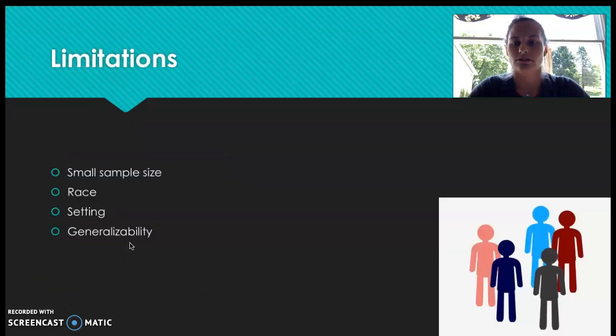So, limitations. Some of the limitations that we saw throughout this research study was a small sample size. Like I said before, there were only 11 women that participated in the study. Race was another limitation. As we can see, the majority of the race was only white, with a small minority of Black people. Setting: the setting was in a cancer center in a large southeastern medical institution. So as we can see, the generalizability of all these factors is very limited.